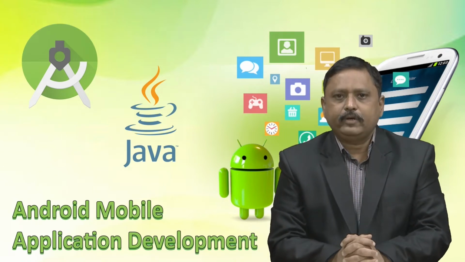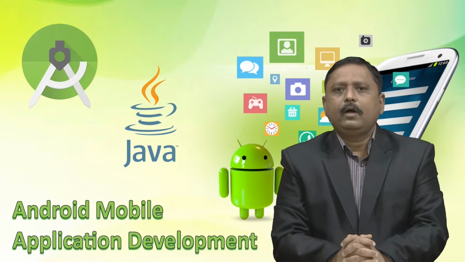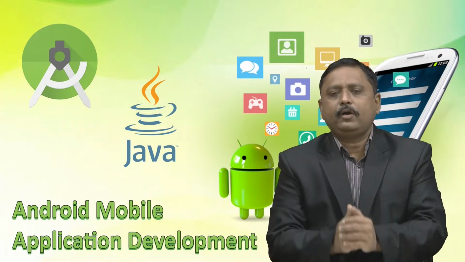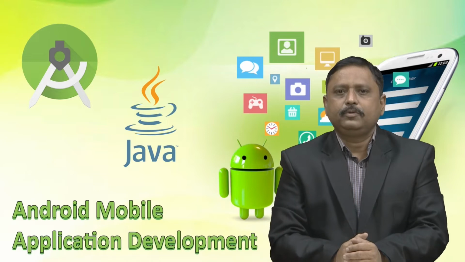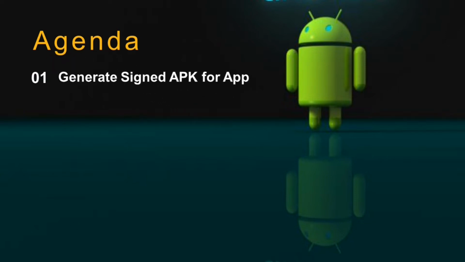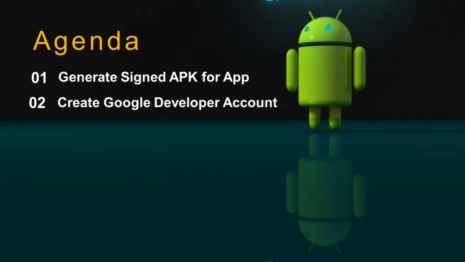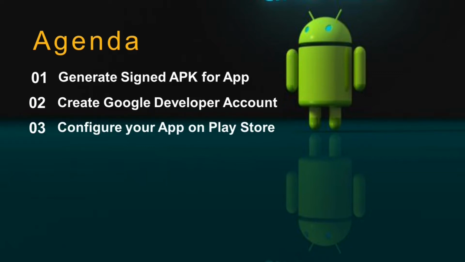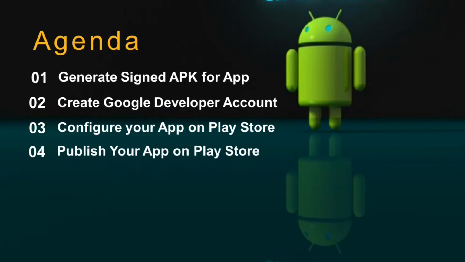In today's session, we will learn about how to publish your app on Google Play Store. So, let us start. The agenda for today's session is we will learn how to generate signed APK for your app, how to create a Google developer account, how to configure your app on Play Store, and how to publish your app on Play Store so that other users can download that app.